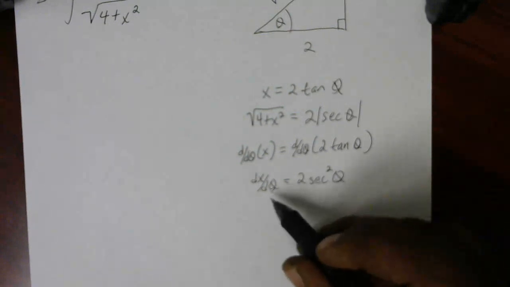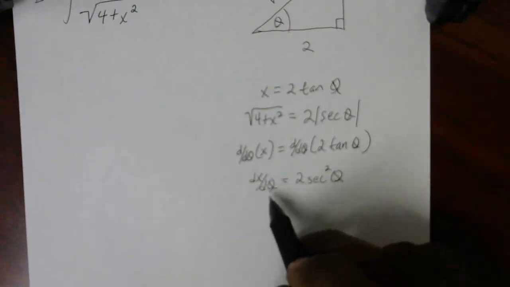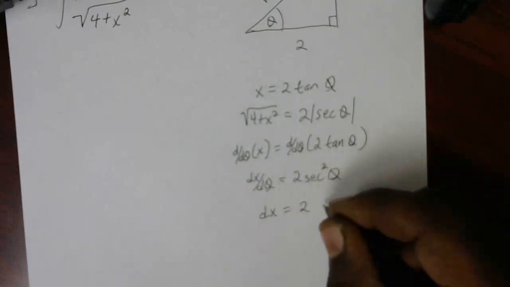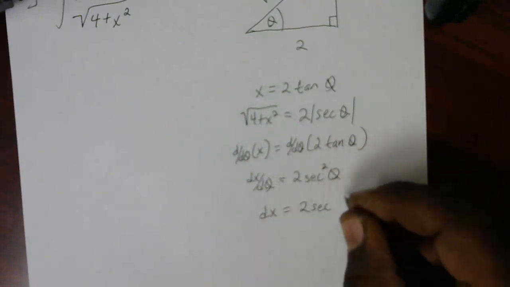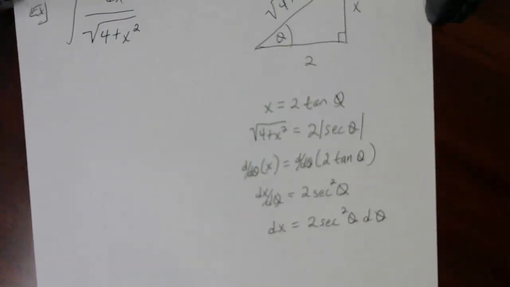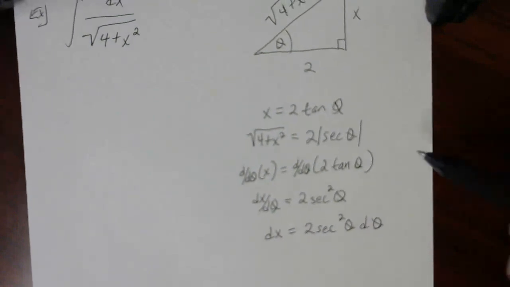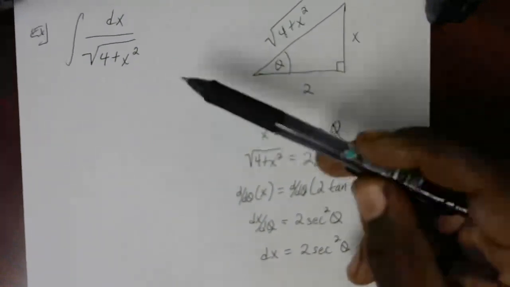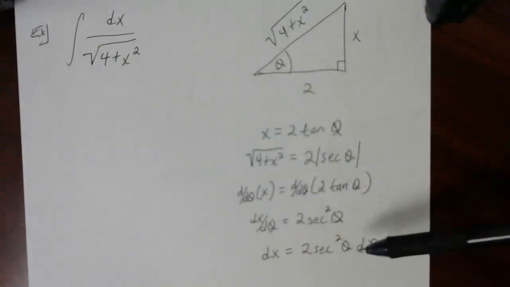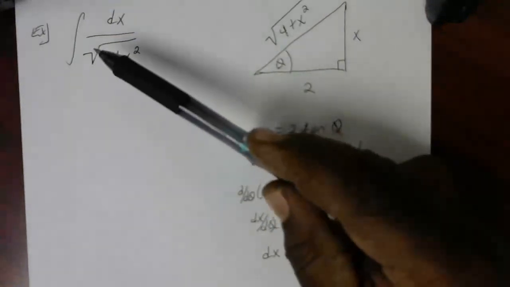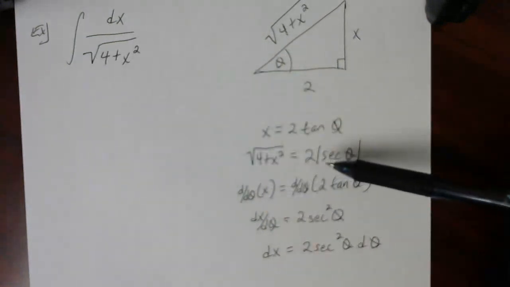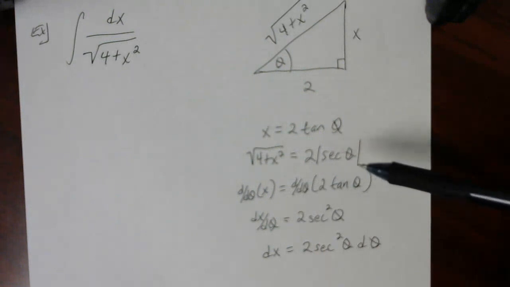And now in order to calculate the differential, I'm simply going to multiply both sides by d theta. So dx is equal to 2 secant squared theta d theta. Right, so now we can substitute. I can substitute dx for 2 secant squared theta d theta. I can substitute my denominator, the square root of 4 plus x squared, for 2 times the absolute value of secant theta.